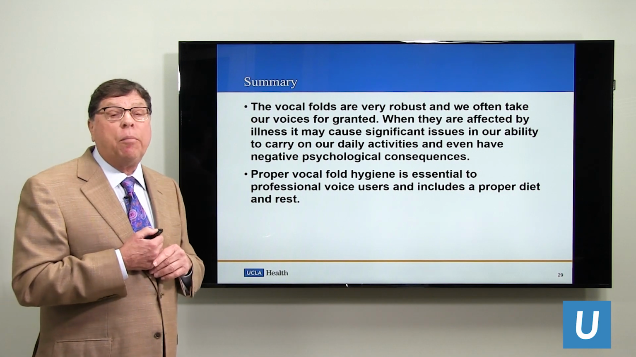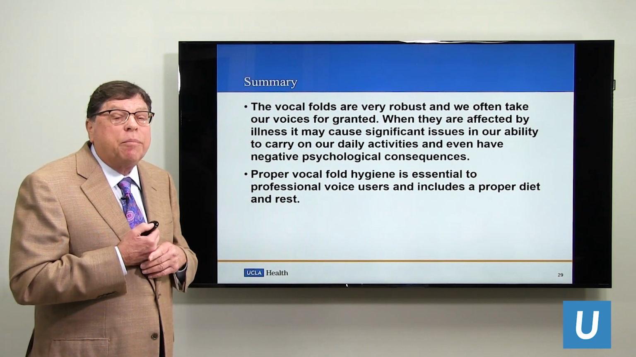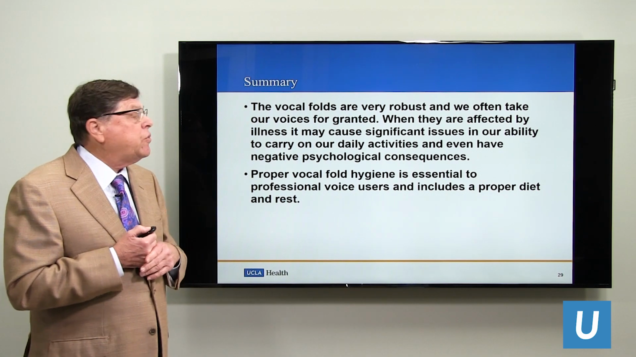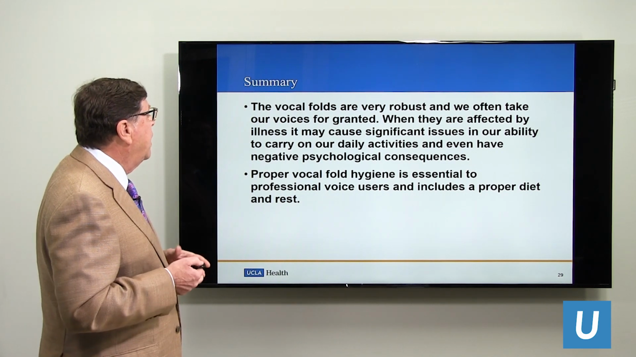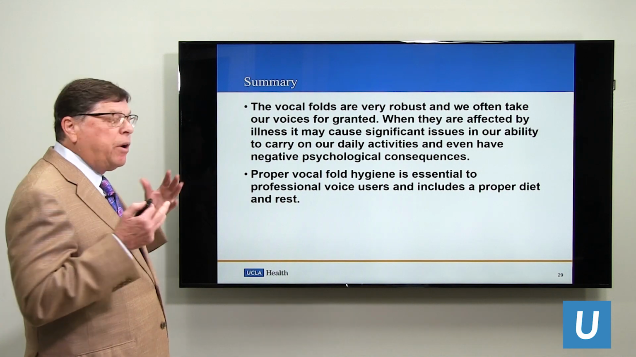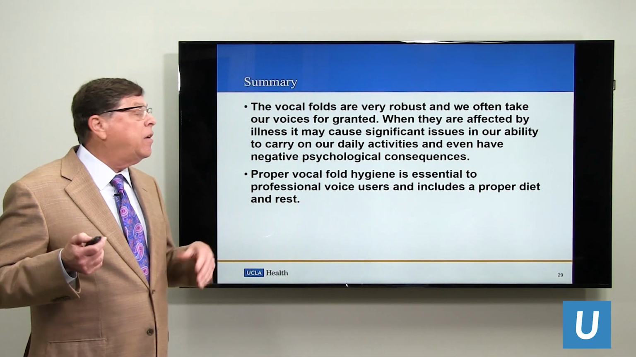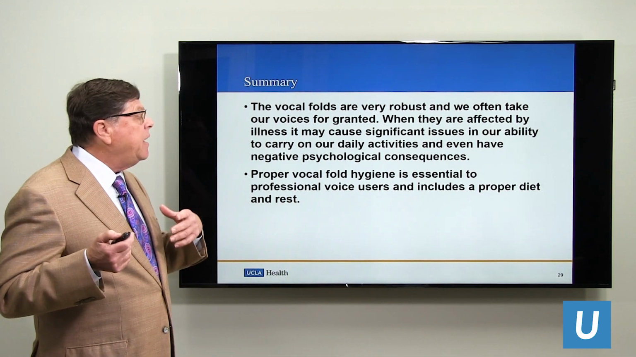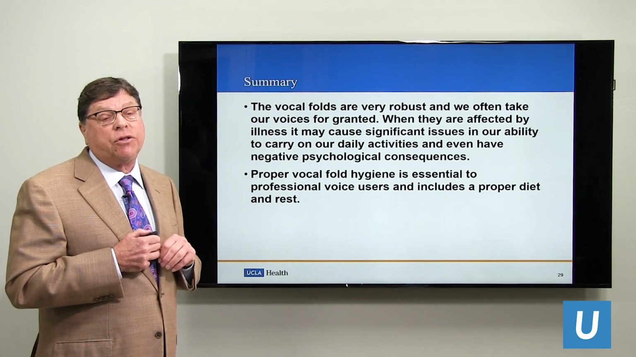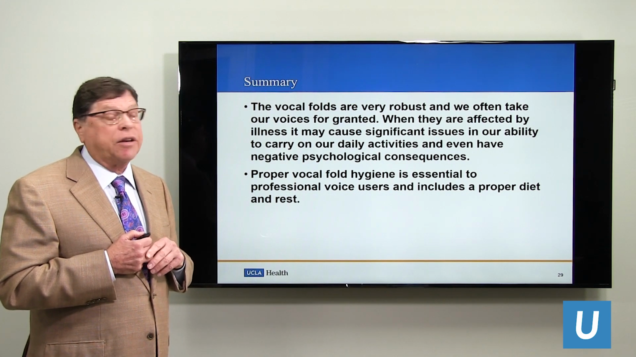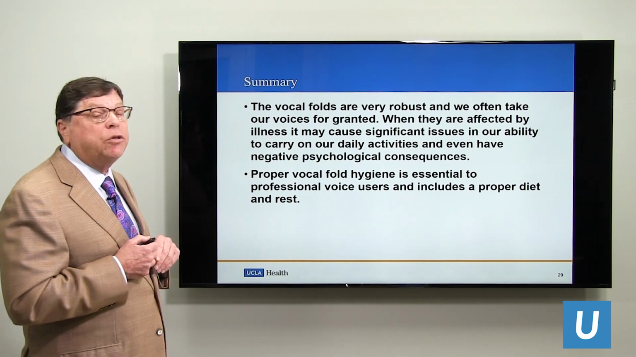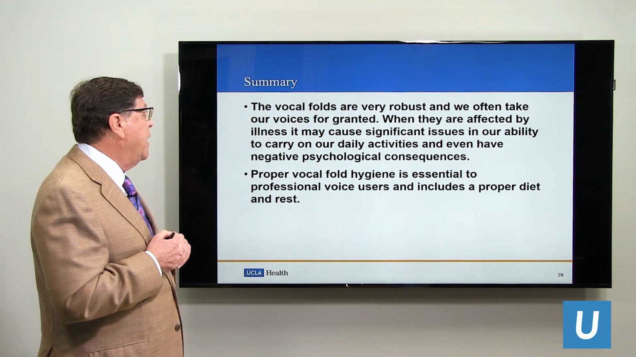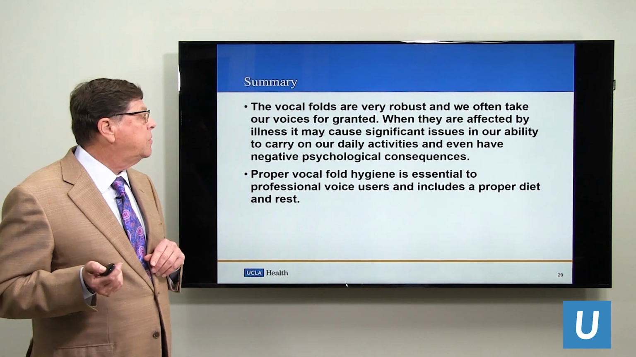Vocal folds are very robust. You know, we don't really appreciate just how robust those structures are, but when they're injured, they can affect our lives greatly and pretty much just change the way that we carry on our daily activities and even have really negative psychological consequences to patients that experience them. Proper vocal hygiene is essential to professional voice users and includes a proper diet and rest.